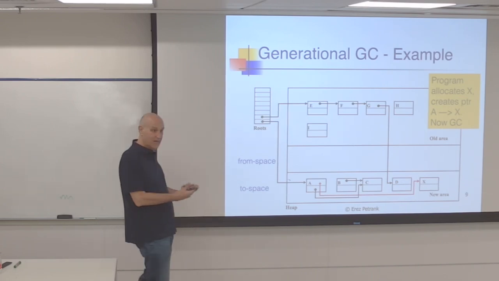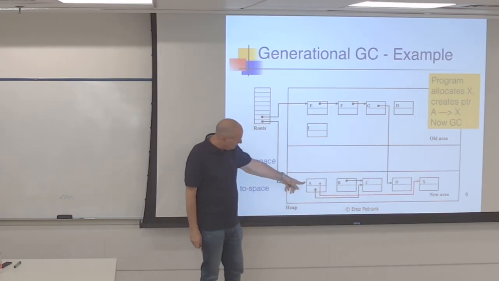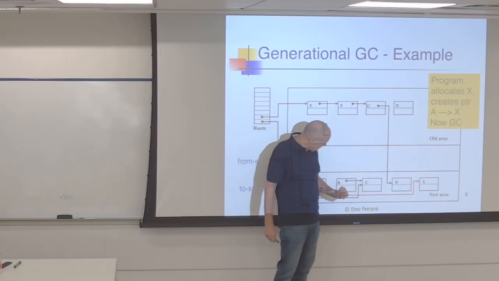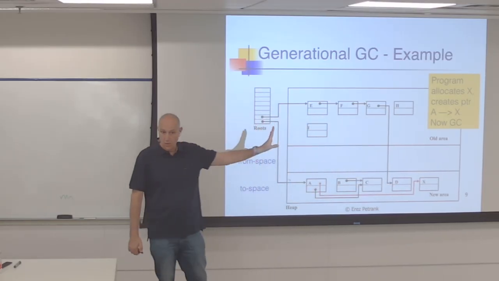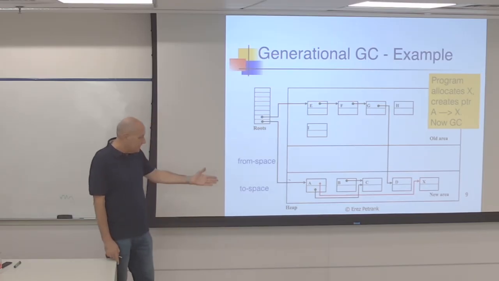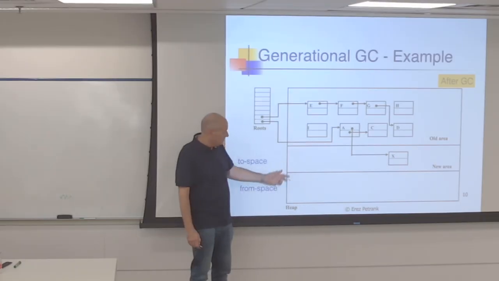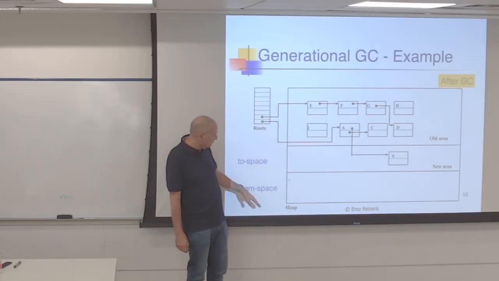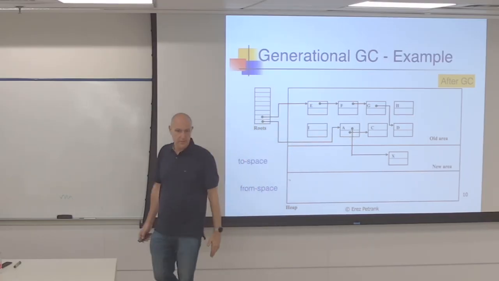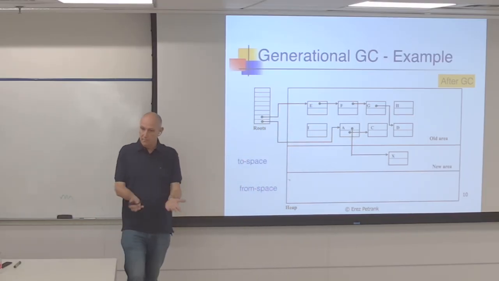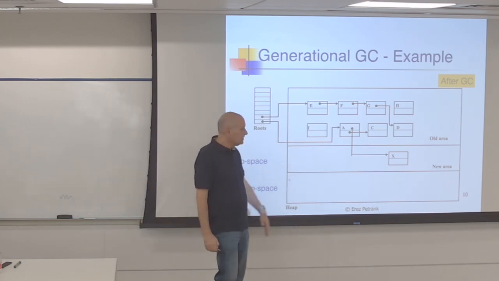So we have A, C, and D surviving for 2 collections. They should go up to the old generation, and X should go to the young generation. So this is how it goes. X goes here, A, C, and D go to the old generation. This is a very simple example, and I hope it makes things clear.